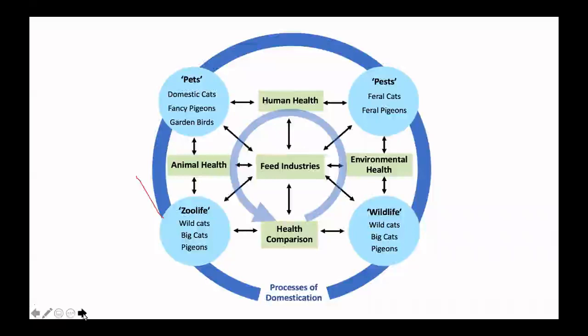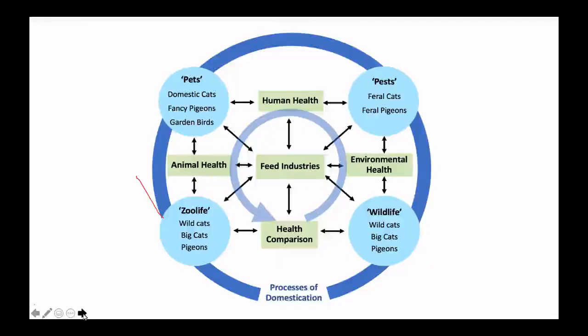So what we've done is we've decided that we're going to focus down on 4 main research foci. We're going to look at pets, we're going to look at pests, we're going to look at wildlife and zoo life. And what we feel is that by taking those 4 foci, it gives us the constraint that allows us to be a bit more creative in the other things that we look at.